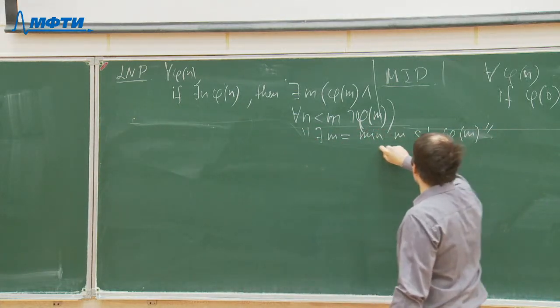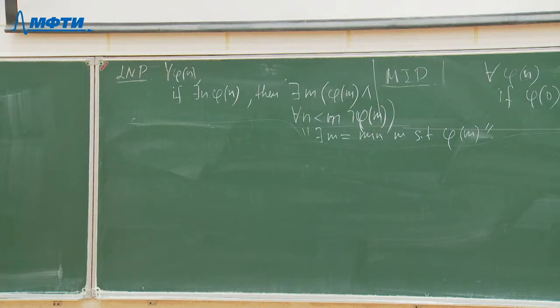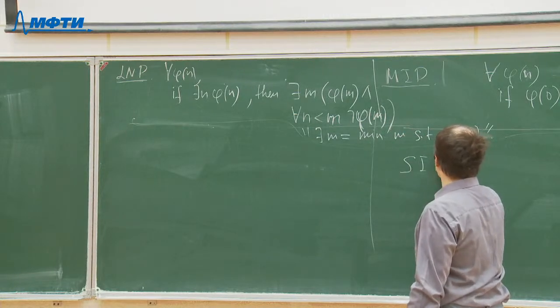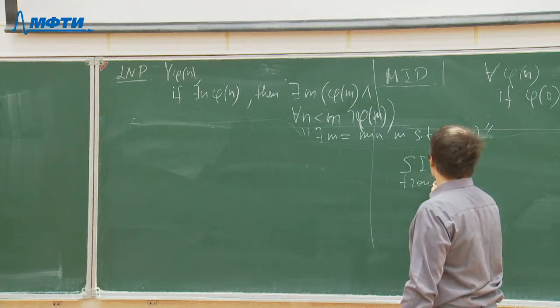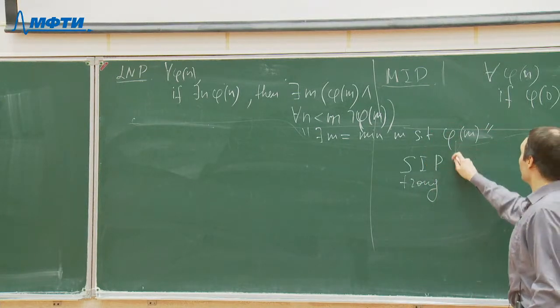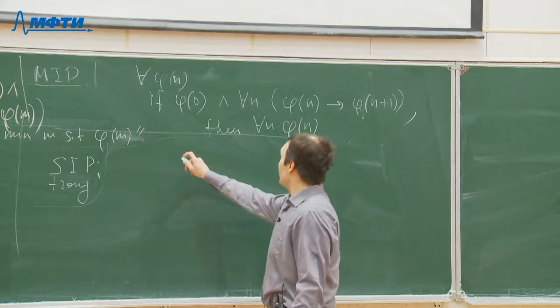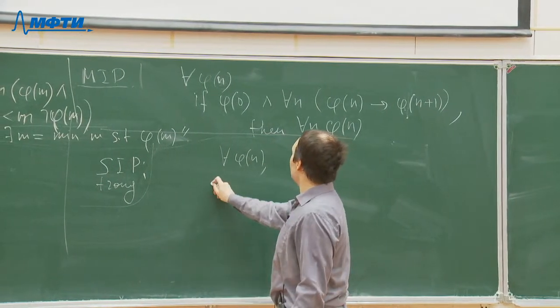Of course, it's not that obvious that the least number principle is indeed logically equivalent to mathematical induction, but we shall prove it. But first of all, we shall consider another form of mathematical induction. I'll call it SIP, the strong induction principle. What does it mean, and why is it so strong? This principle is quite interesting. In general, it says something like that.